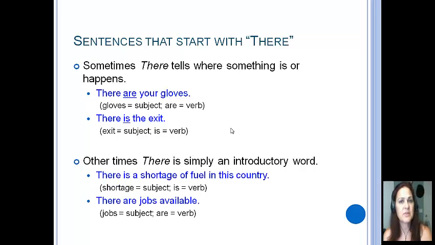Another example, there are jobs. Are is my verb, so I say what are? Well, jobs are. So jobs is my subject, are is my verb.